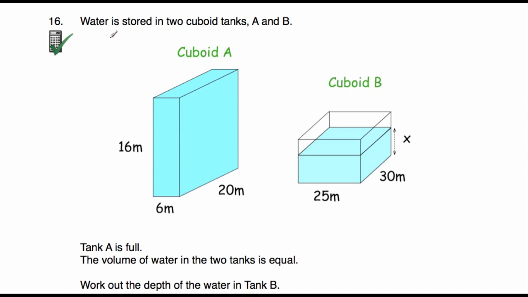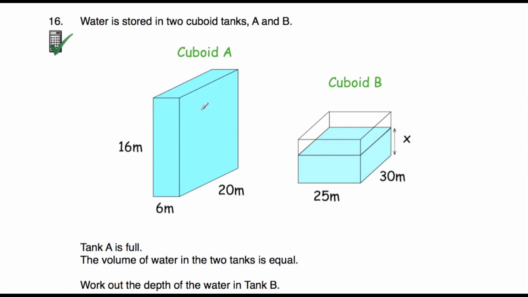So question number 16 says, water is stored in 2 cuboid tanks A and B. So we've got tank A and tank B. Tank A is full, and the question says the volume of water in the 2 tanks is equal, so this amount of water is the same as this amount of water. And as you can see, tank B isn't quite full, but we know that the volumes are the same. And the question says, work out the depth of water in tank B.